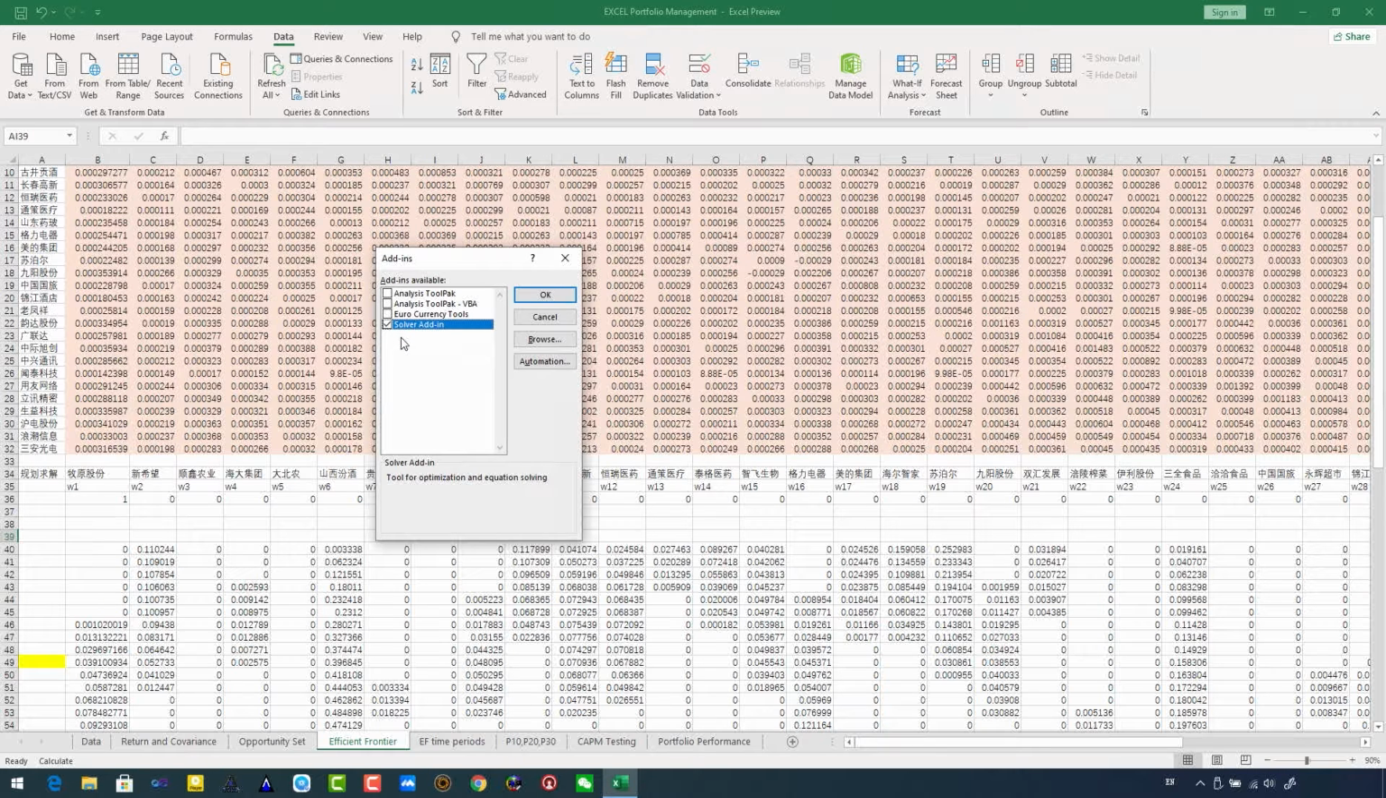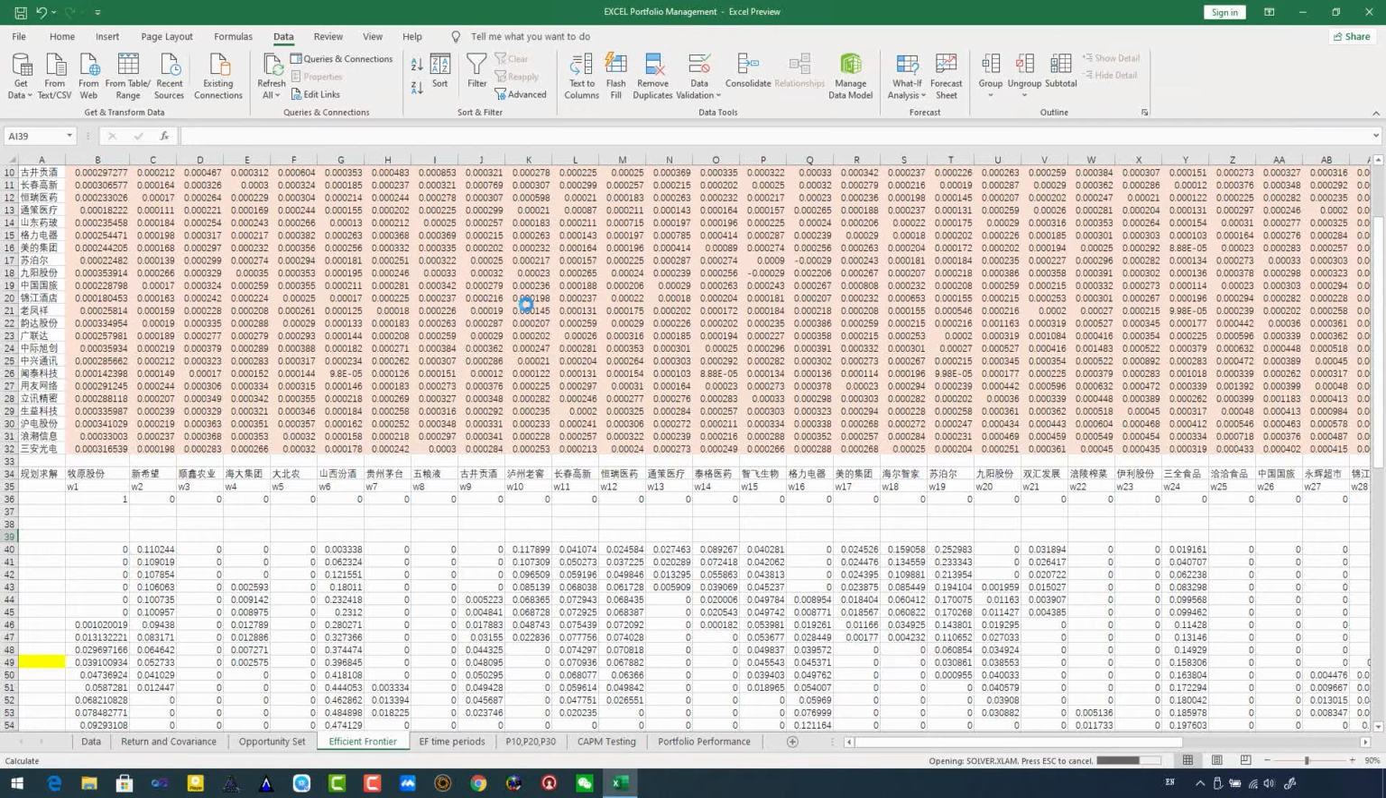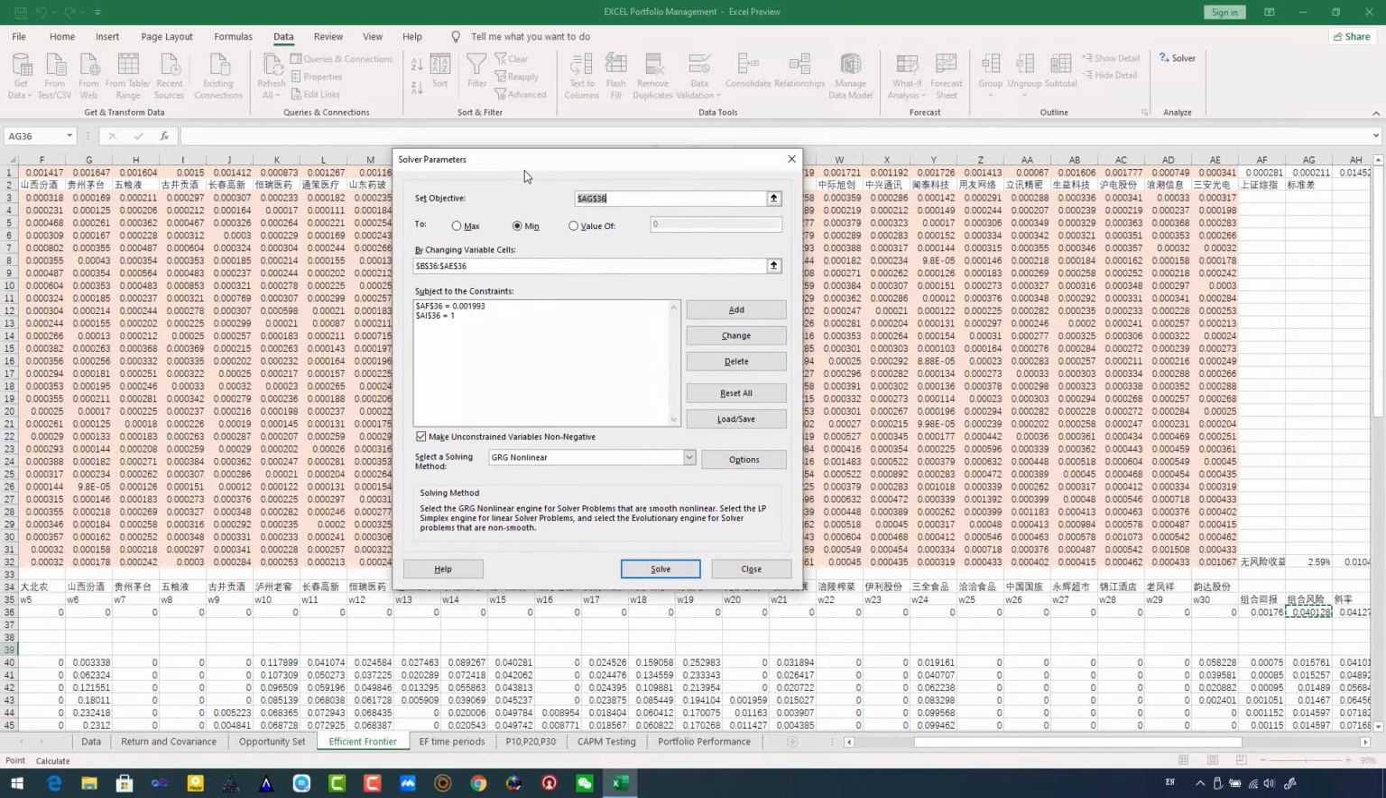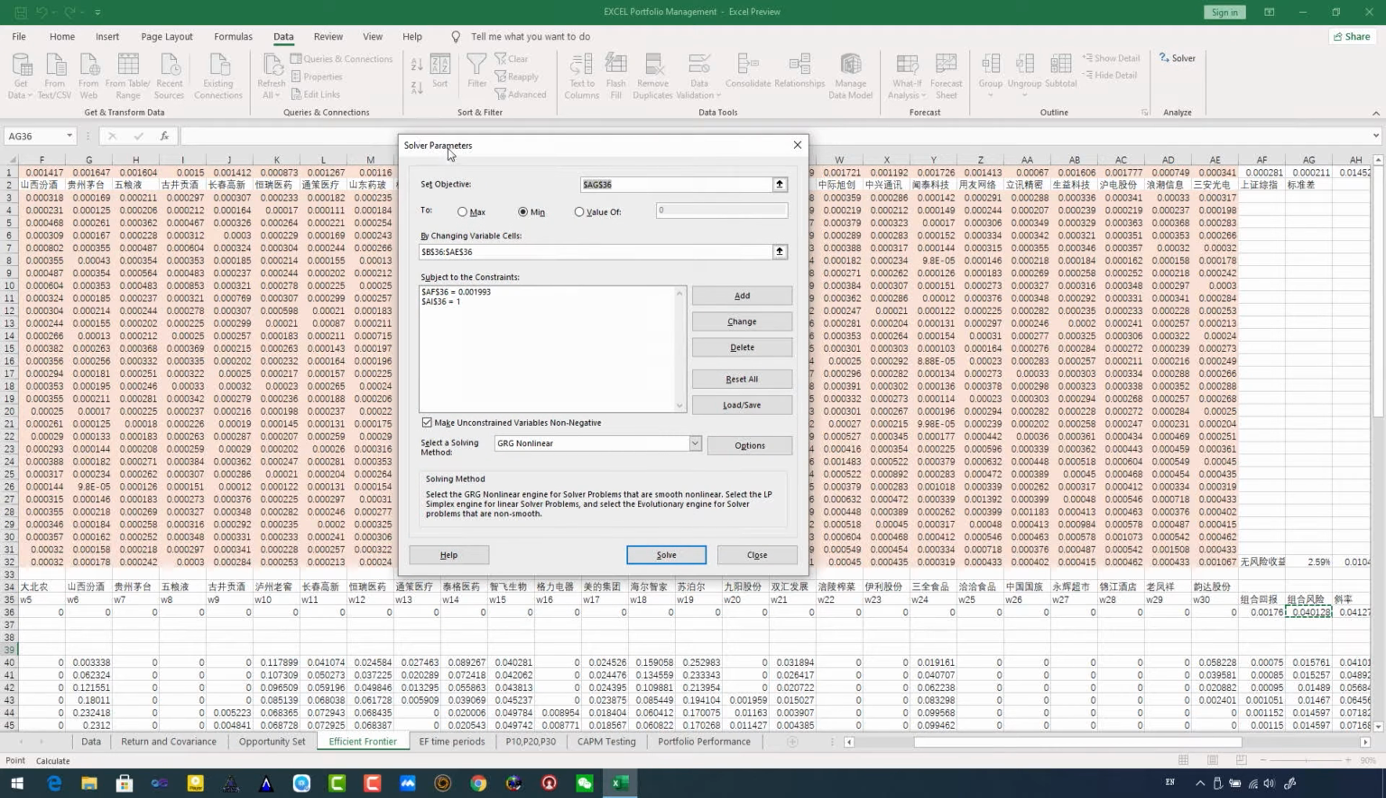And if you want to do any analysis, the Analysis ToolPak, you can click this one. But now we don't want to use it, so we just click Solver and then click OK. So now the Solver will be added to your computer. So you click Data. Now you will see it here, next to the Analysis ToolPak. We have the Solver. So here you click Solver, and it will come up with the Solver Parameters.